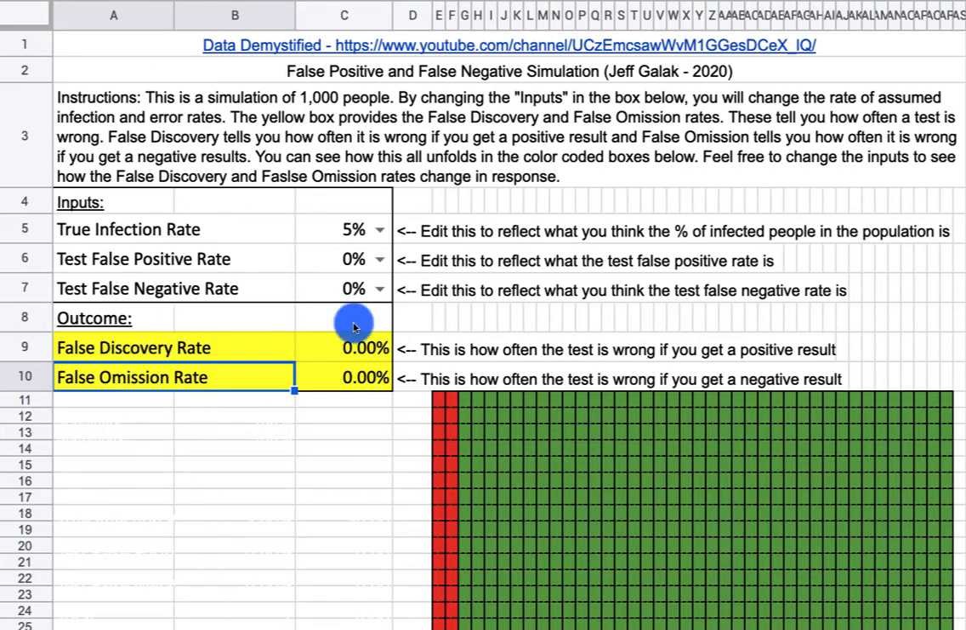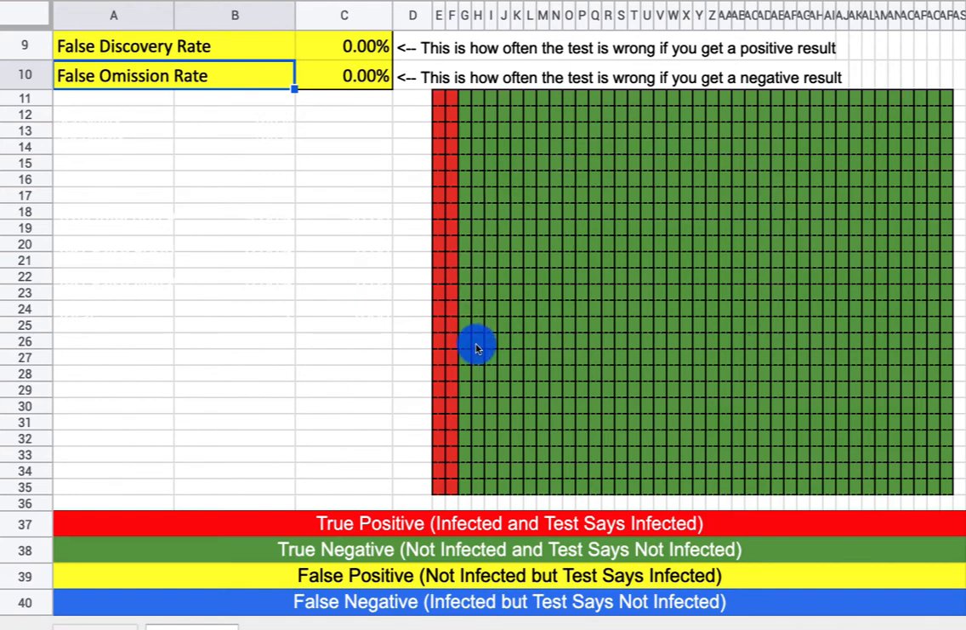The way that this visualization works is through this graph right here. This is a graph of 1,000 people and it's color-coded in a very particular way. You see green people. These are people who, in fact, are not infected and are told that they're not infected. These are our true negatives. Reds are our true positives. These are people who are infected and are told that they're infected.